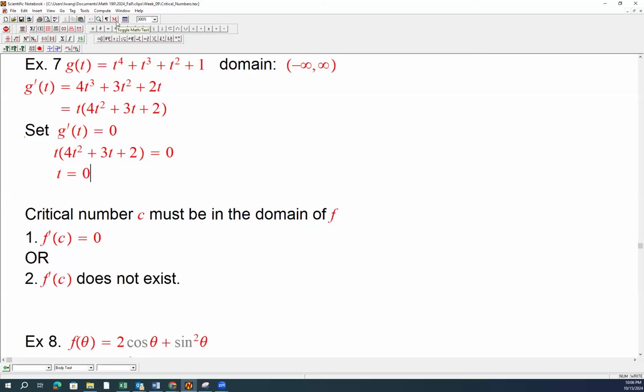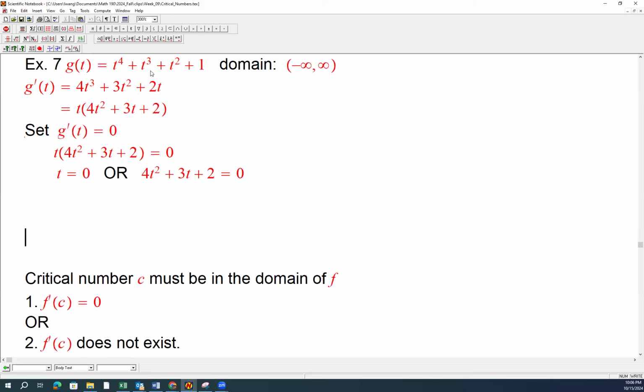From setting it equal to 0, we got t equals 0, a critical number, but we also have to solve a quadratic equation. How do we solve this quadratic equation? Factoring looks a little bit too much. Let's just do the quadratic formula. We're going to first do b squared minus 4ac.